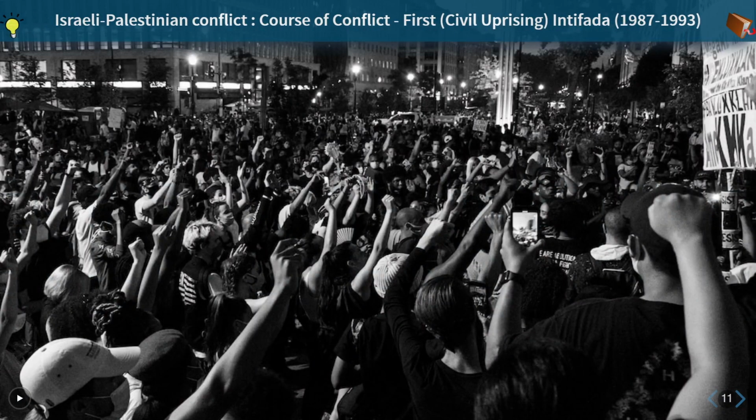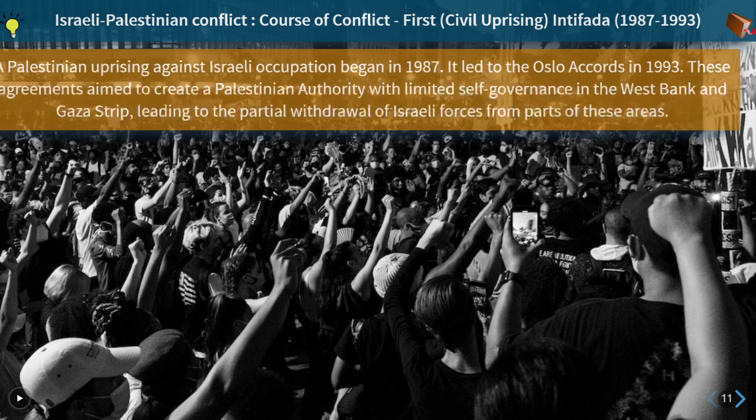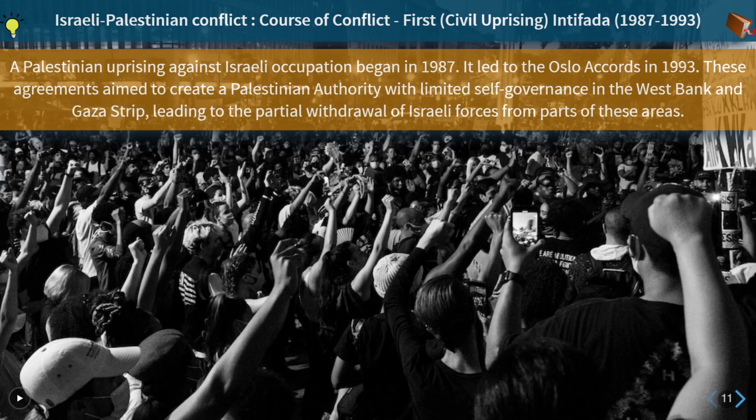First Intifada, 1987 to 1993. A Palestinian uprising against Israeli occupation began in 1987. It led to the Oslo Accords in 1993. These agreements aimed to create a Palestinian Authority with limited self-governance in the West Bank and Gaza Strip, leading to the partial withdrawal of Israeli forces from parts of these areas.